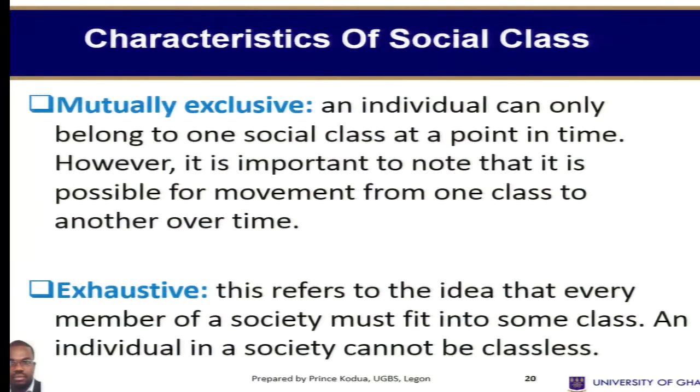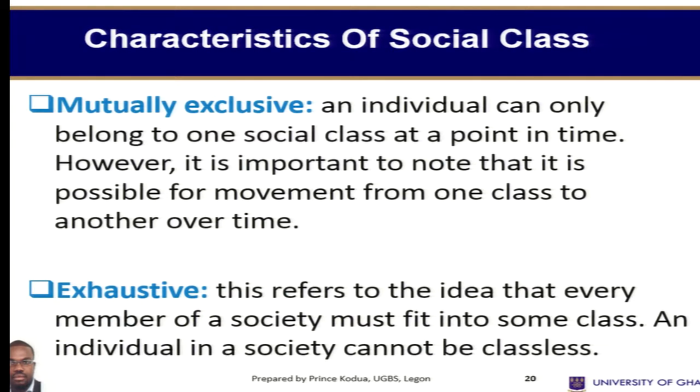It must also be ordered. Based on certain criteria or measures, such as prestige or status, we are able to determine social class as low or as high. It must be mutually exclusive. In other words, an individual should belong to one social class at a given point in time, based on the factors we've enumerated. However, it's possible for one to move from one social class to the other, based on certain changes in those factors that determine social class.